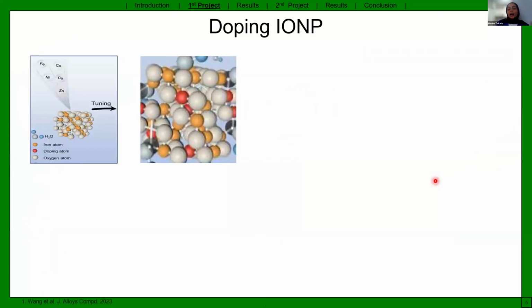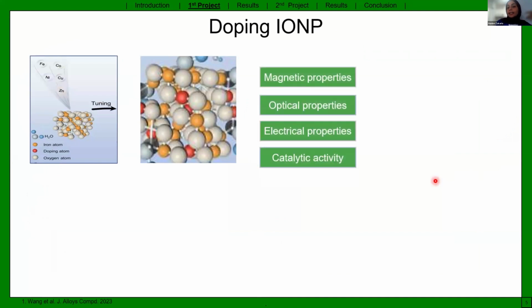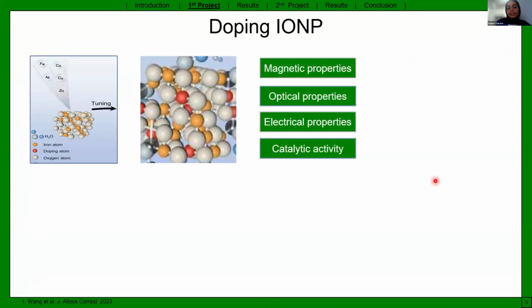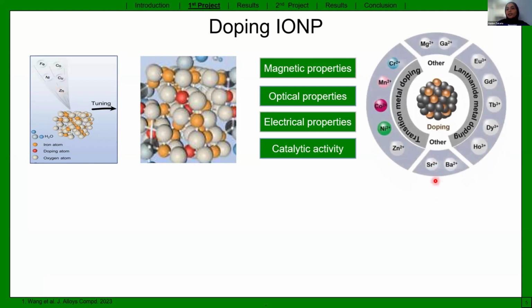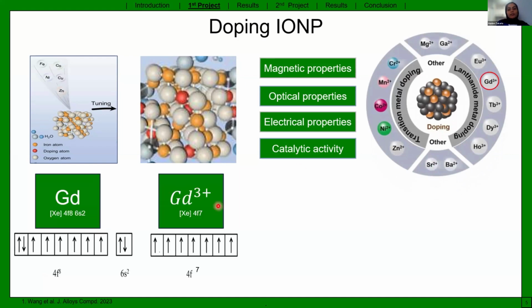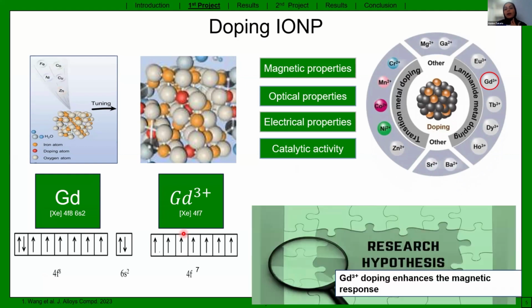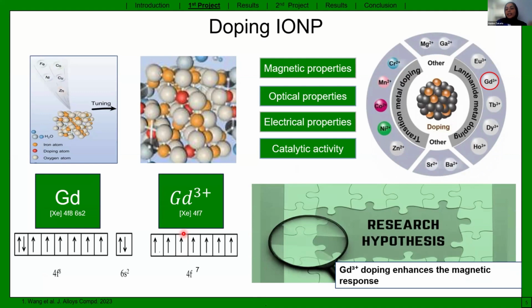So doping iron oxide nanoparticles with a small amount of metal can tune their magnetic, optical, electrical properties, and catalytic activity. And among the different metals, we're particularly interested in the Gd3+, because as you see here in the electron configuration, Gd3+ has 7 unpaired electrons. So we think by introducing it into the lattice of our magnetite, this is going to enhance the overall magnetic response of these particles.